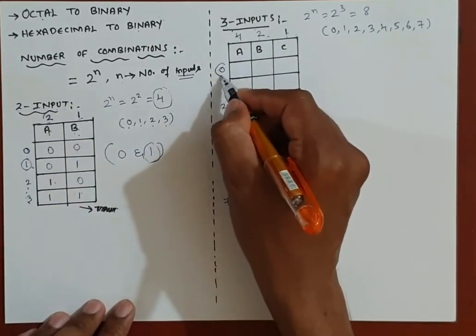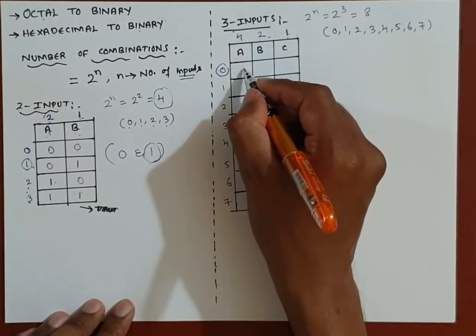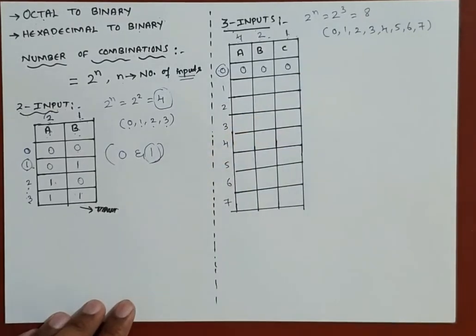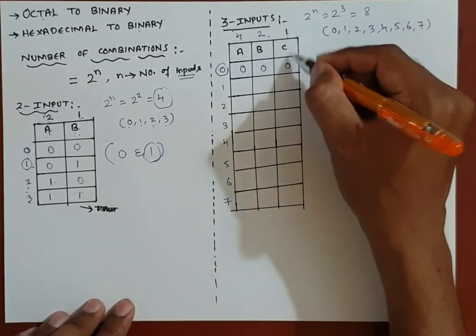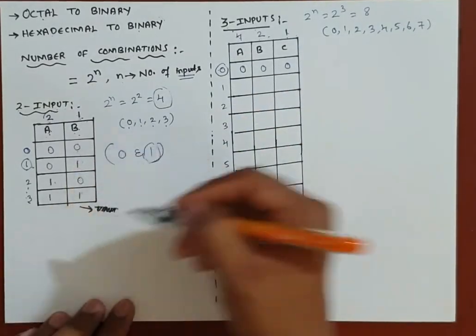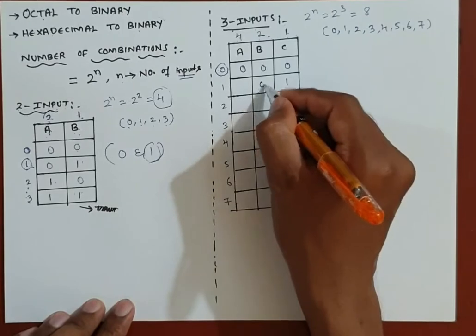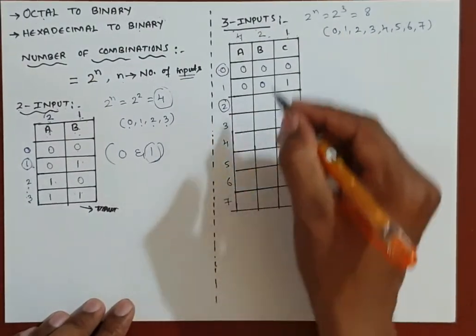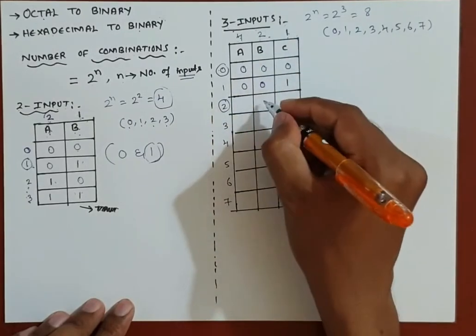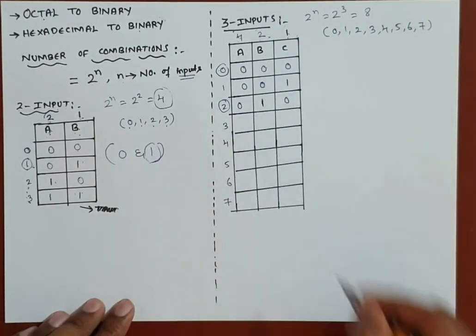Now I need the result as 0, and we don't have 0 here. Because of that reason I have to place 0 in all the columns. Next we require 1, and 1 is present in the C column, as we discussed here. So place 1 over here, and the remaining entries will be 0. Next we require 2, and 2 is present in the B column. Because of that reason I will place 1 over here, and the remaining entries are 0.